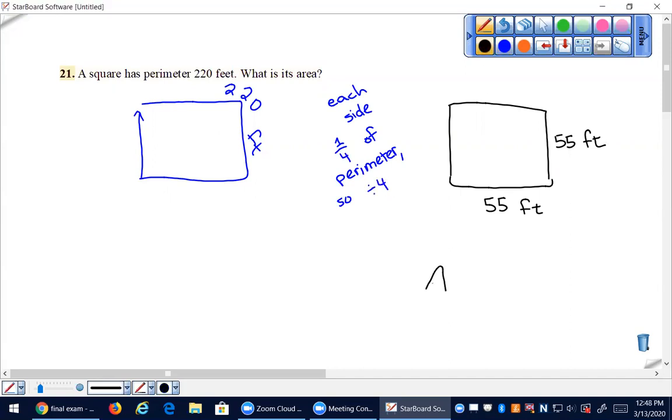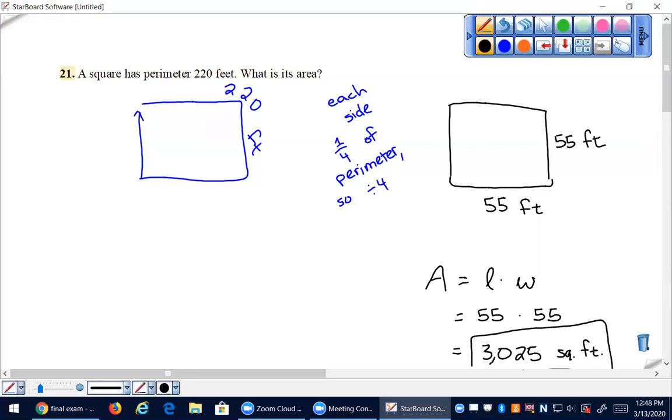Now, how do I do area of a square? Same thing, length times width.